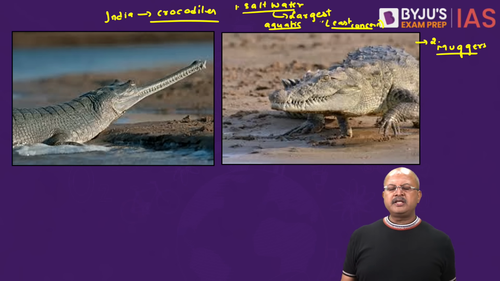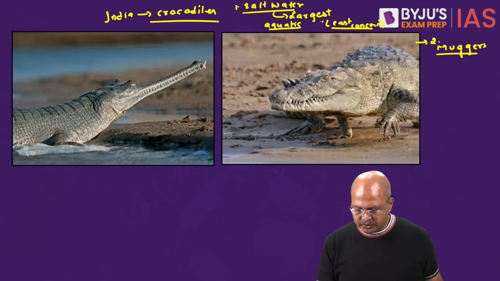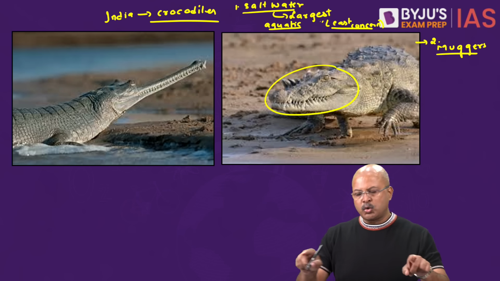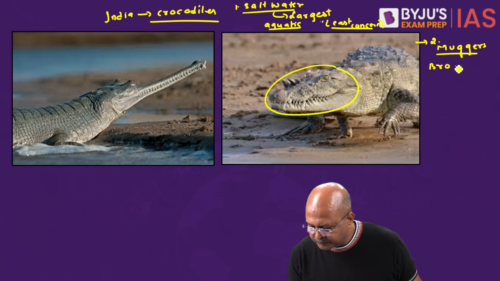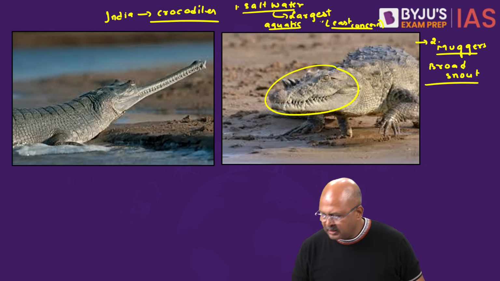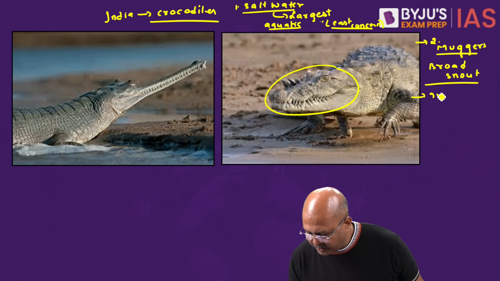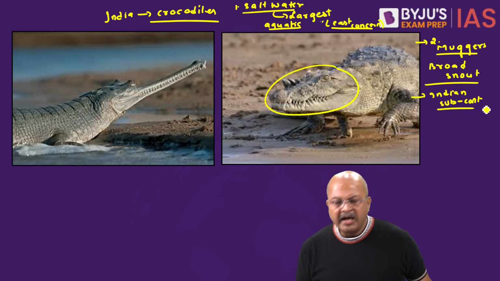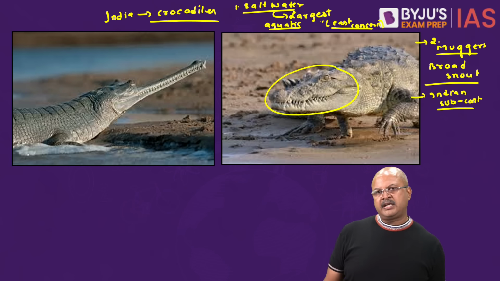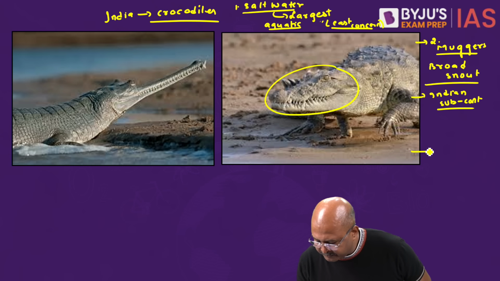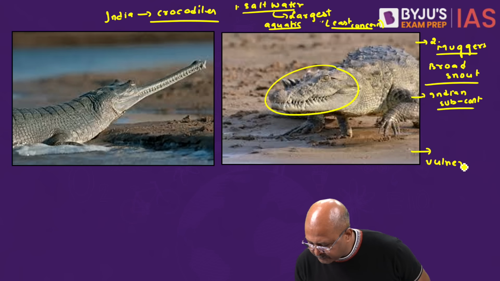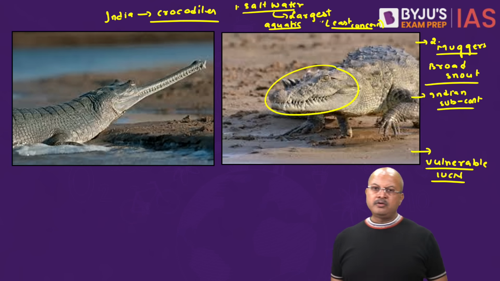Now the second species is referred to as the muggers. These muggers have broad snouts. Snout means nose. Apart from that, they are confined to the Indian subcontinent. And if you see the IUCN status of that, they are vulnerable as per IUCN.